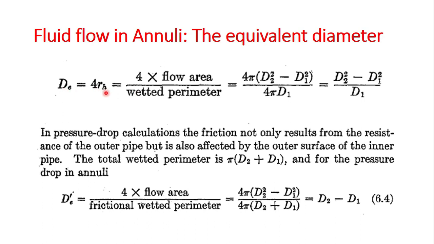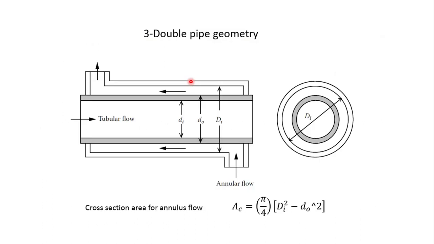It is 4 times the hydraulic radius. So 4 over here, 4 over here. The hydraulic radius is the ratio of the flow area in the annulus divided by the wetted perimeter. When we extend this formula into another form, we have to put the formula for the flow area, which we developed in the previous slide. This is pi over 4, d2 square minus d1 square.